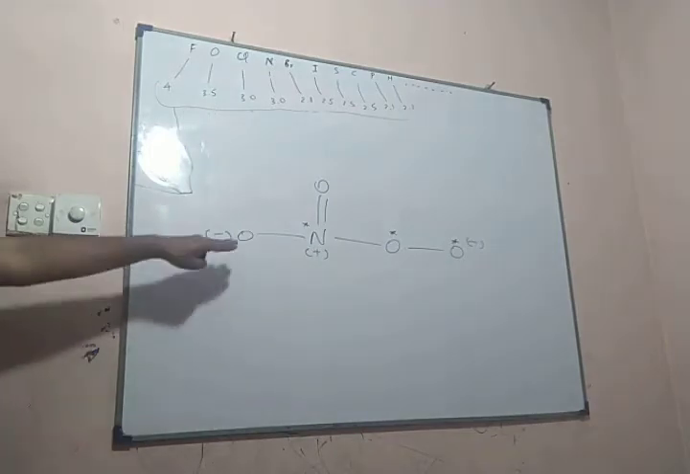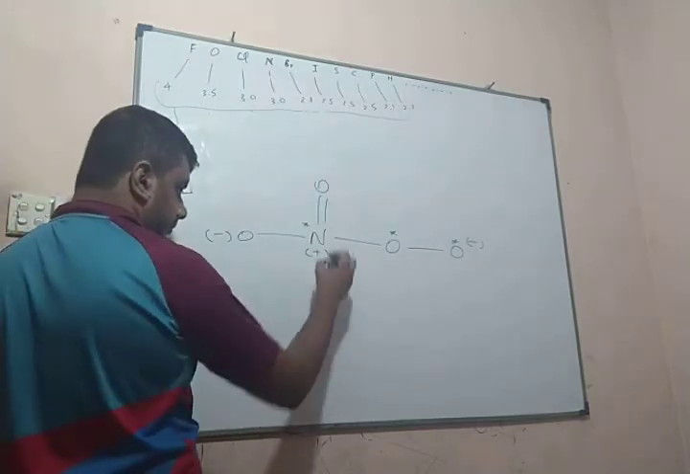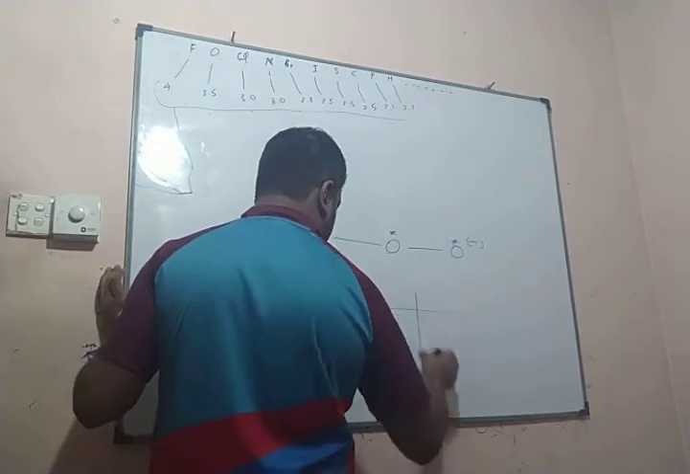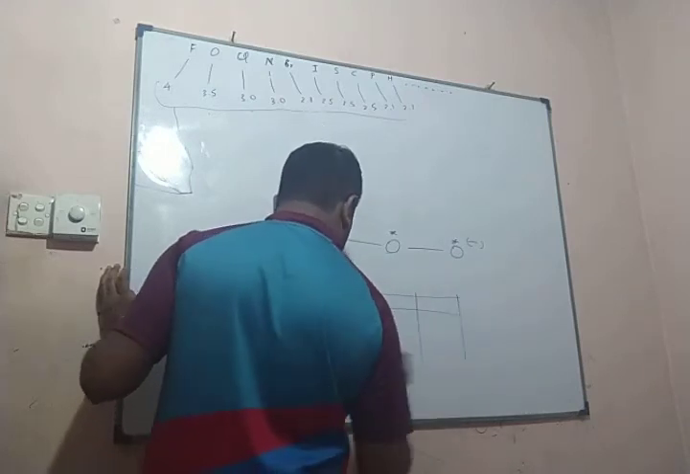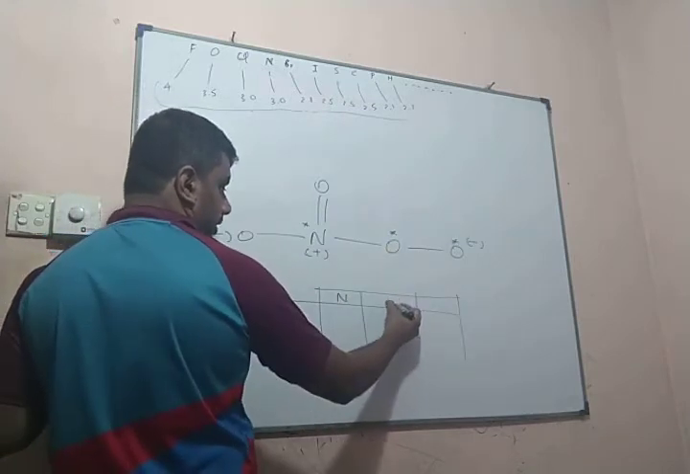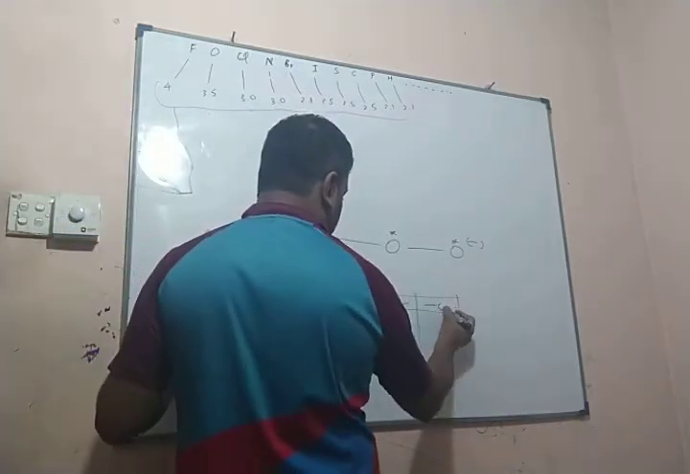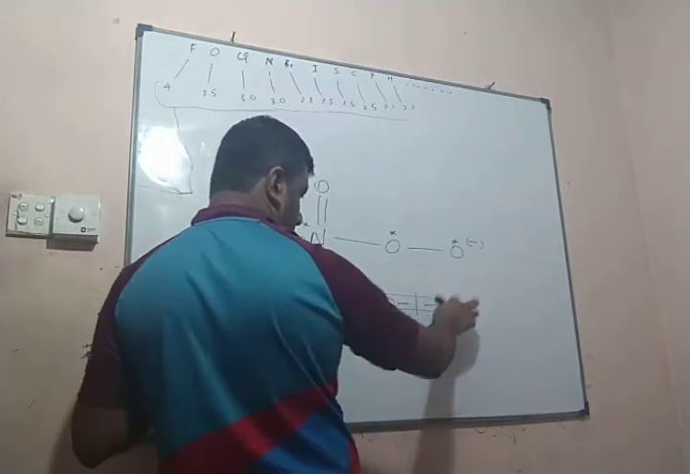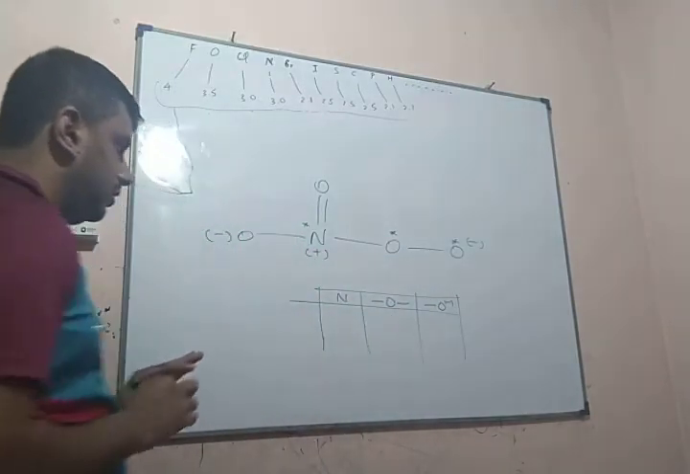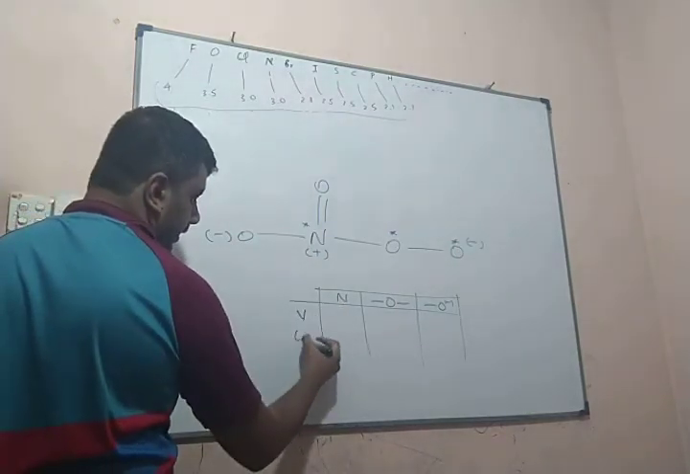First, what's the valency and oxidation state of this nitrogen? We'll put a chart like this. N nitrogen, oxygen, and O minus. This oxygen, that is O minus. Central nitrogen, central oxygen, and nitrogen. Valency and oxidation state.